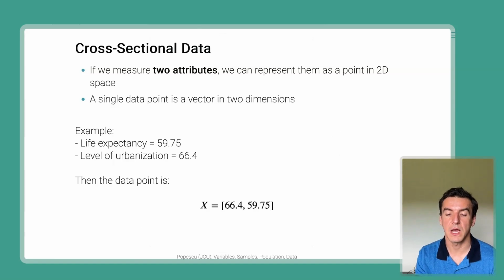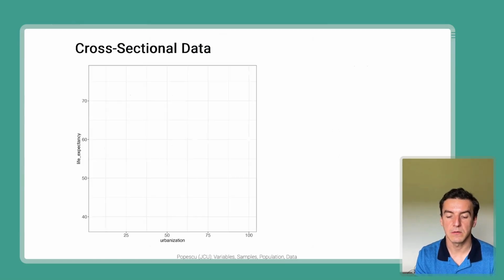Let's imagine that we have a unit that has life expectancy 59.75 and a level of urbanization of 66.4. So our data point is this: x is equal to this number, 66.4, which is the level of urbanization, and then 59.75, which is life expectancy. So this is how we reflect this.